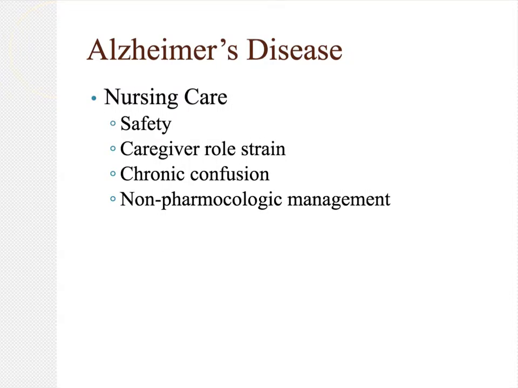Moving into nursing care of a patient with Alzheimer's disease. Again, it depends on the stage that the patient is in. The more advanced the stage of Alzheimer's, the more issues are going to occur. The priority for interdisciplinary care is safety. Chronic confusion and physical deficits place the patient with Alzheimer's at a high risk for injury.